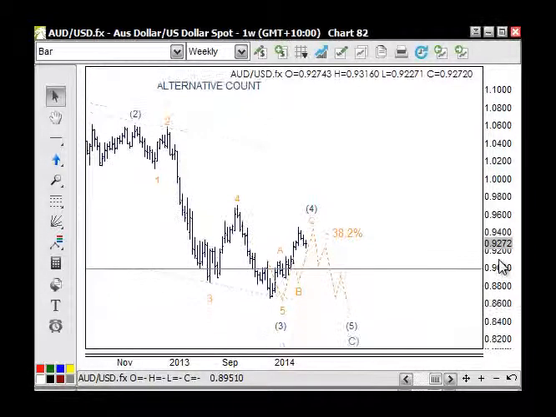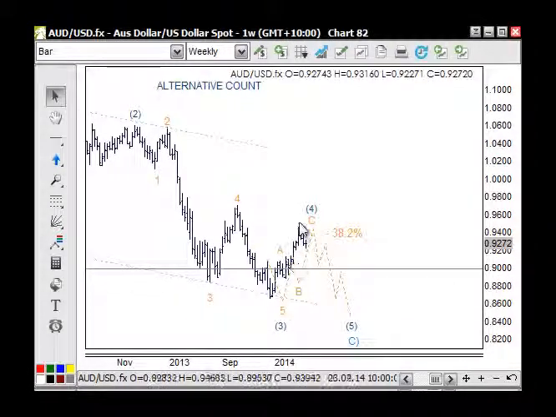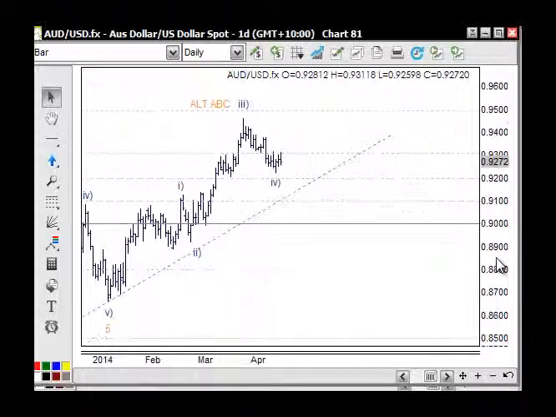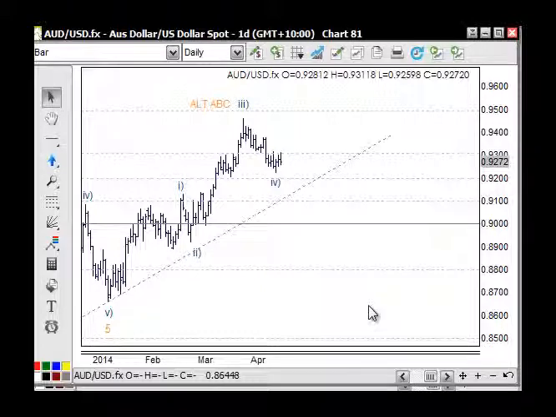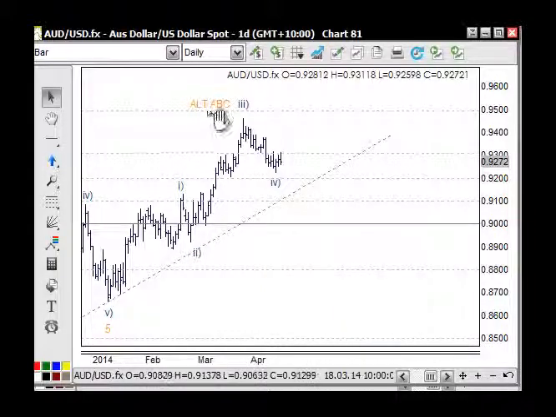The other count is that the move up through here is in 3 waves, an A and a B and a C, finishing at the 38.2 retracement level, which is about where it is now as wave 4 here. So that can be the top of this C wave here, or the top of wave 3. So we're just trying to work through that, and this is it here on the daily chart anyway.